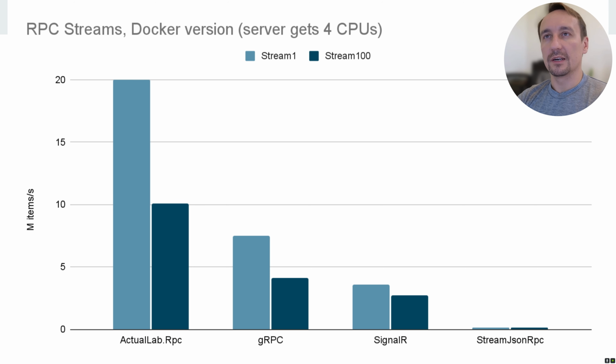The array they send is a 1 byte array, but there is some envelope as well, though it's small. And stream 100 is 100 byte items. But even on 100 byte items, the difference is pretty huge with gRPC. And again, that's on Docker, so it's a server constrained to 4 cores. That's how much it can process.